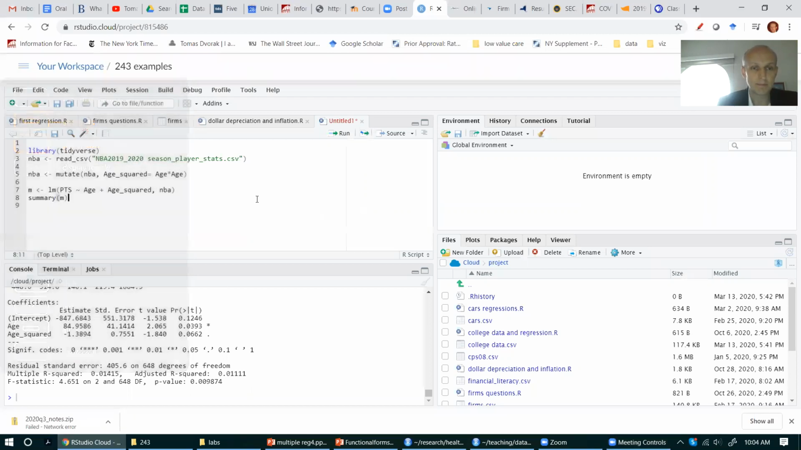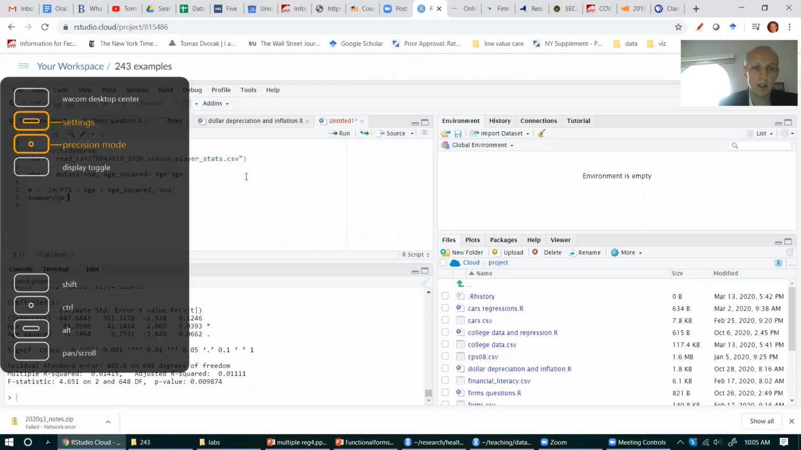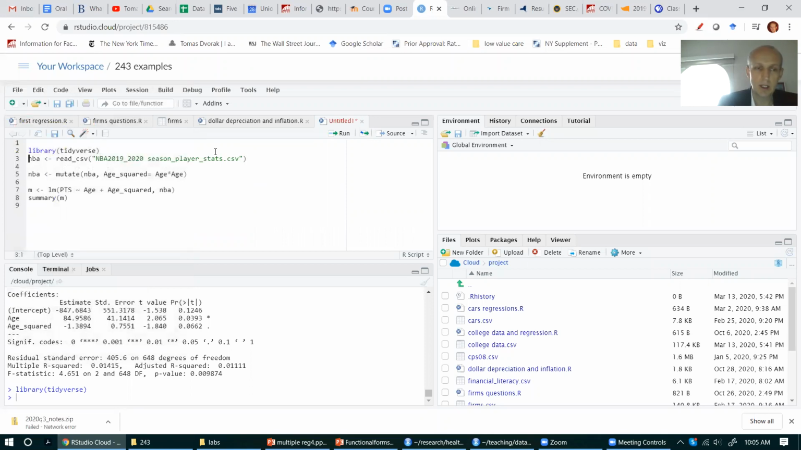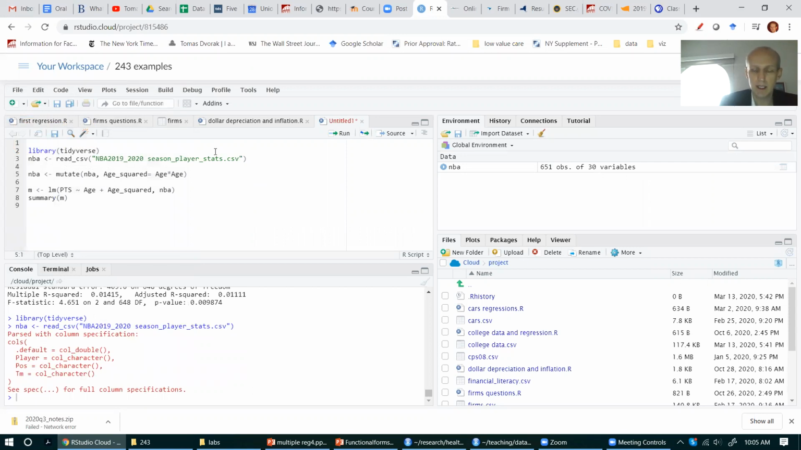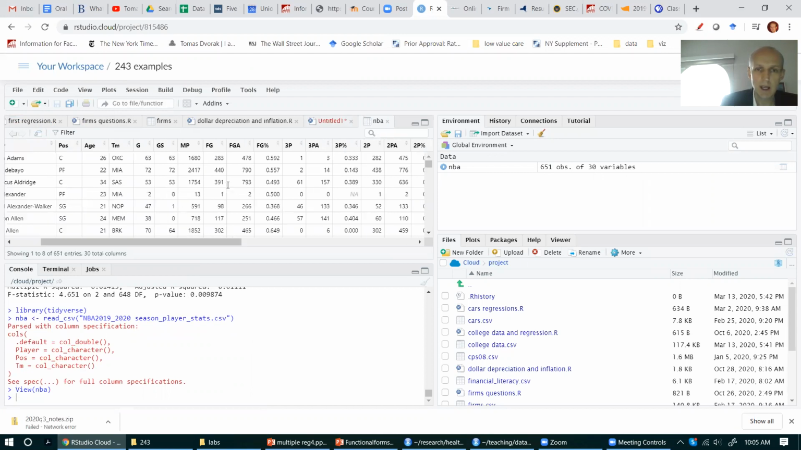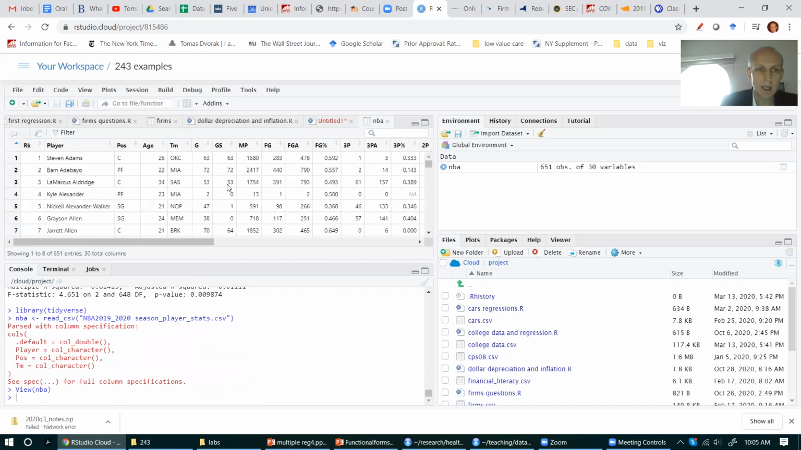This data is on Nexus if you want to follow along. And I'm going to load the tidyverse package. I'm going to load the NBA data. You see I have 650 players and 30 variables, including points, games played, and how old the players were.